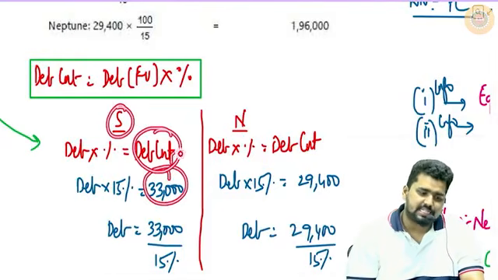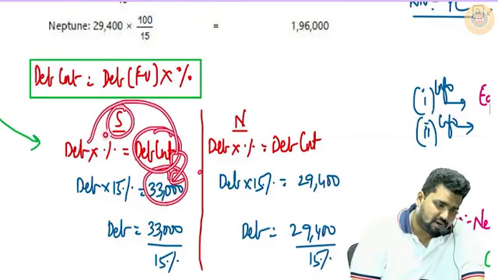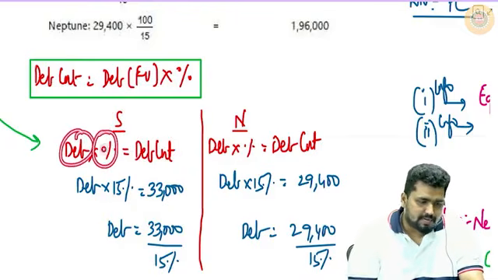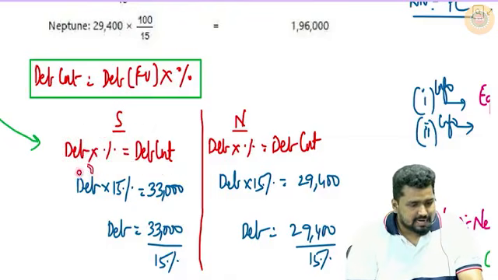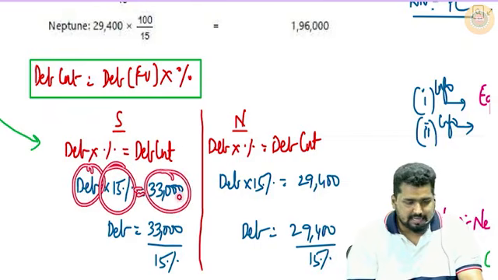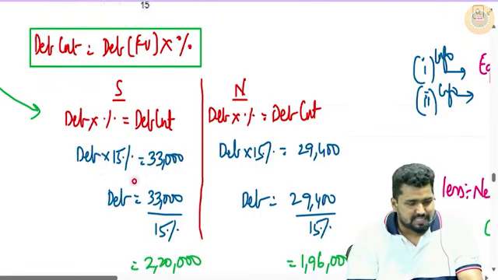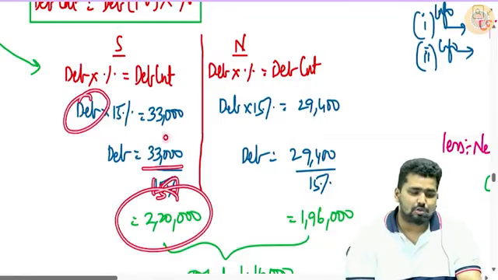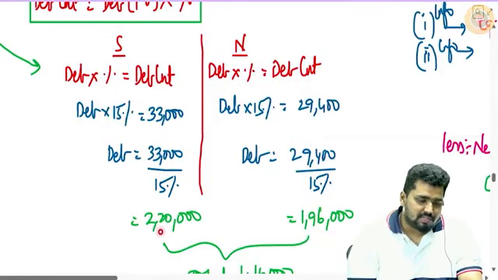They need a debenture interest of 33,000. To that extent, I have to allot debentures. Debenture amount into percentage gives you the debenture interest rate. Correct? For Sun Limited, they need an interest of 33,000. Therefore, debenture is equal to 33,000 divided by 15%. Therefore, how much debentures you have to allot to Sun Limited? 2,20,000 worth of debentures.